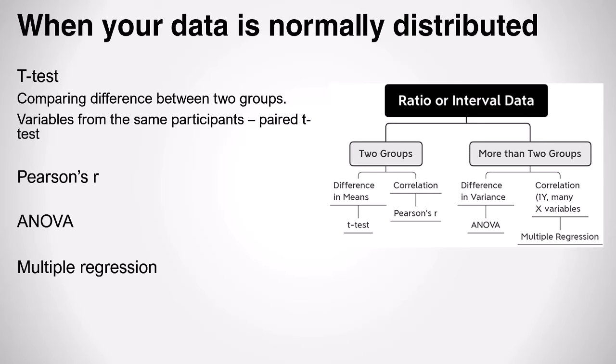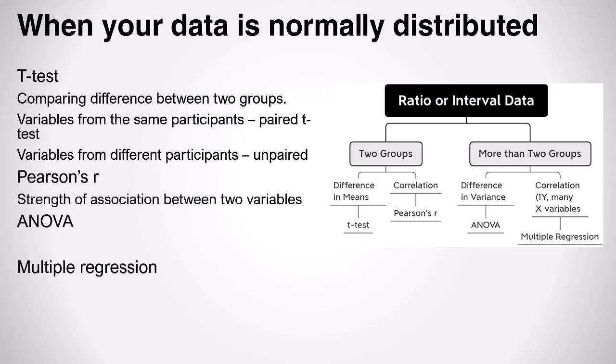So your t-test is where you compare the difference between two groups. If the variables are from the same participants, it's a paired t-test. If they're not, it's an unpaired t-test. Straightforward. The R correlation value, or Pearson's R, by Carl Pearson, is the strength of association between two variables. Remember, correlation is not causation. And an ANOVA is just a t-test expanded, so you can include more than two groups.